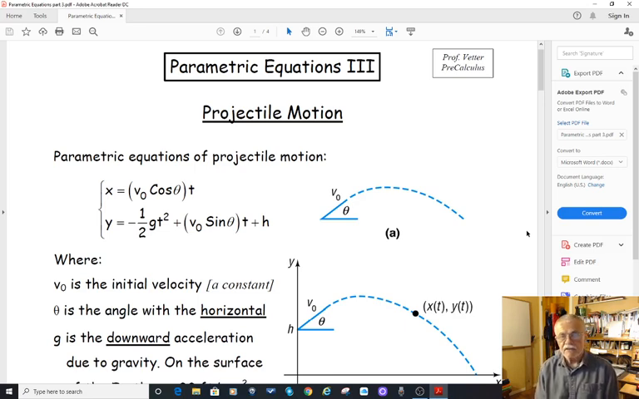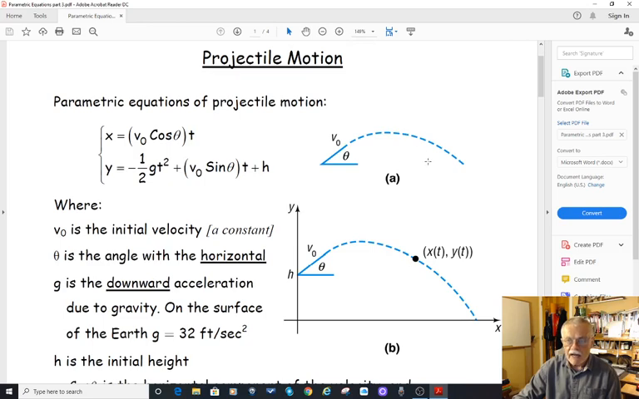It has an initial velocity, but it doesn't have a motor in it, so what's acting on it is gravity, which is pulling it to Earth. Okay, so let's talk about the parametric equations of projectile motion. We have a little diagram here, and we have our parametric equations, which I will attempt to explain in great detail.